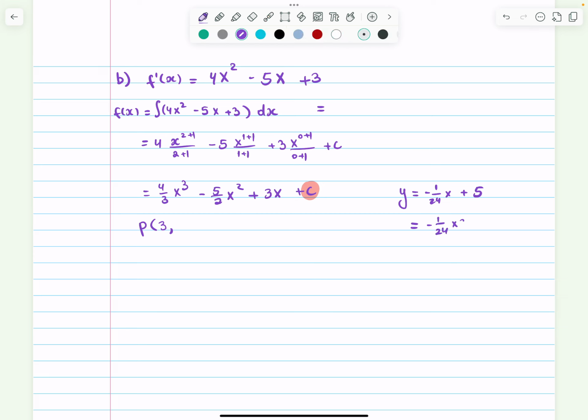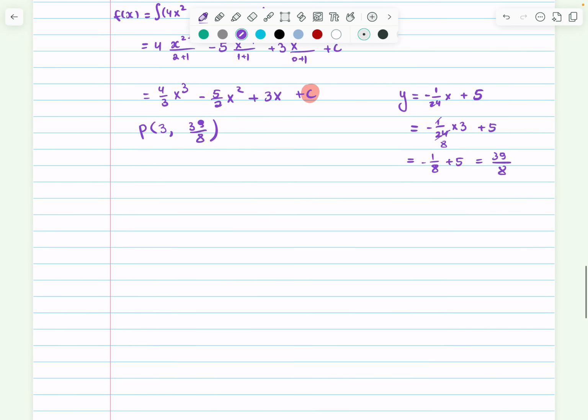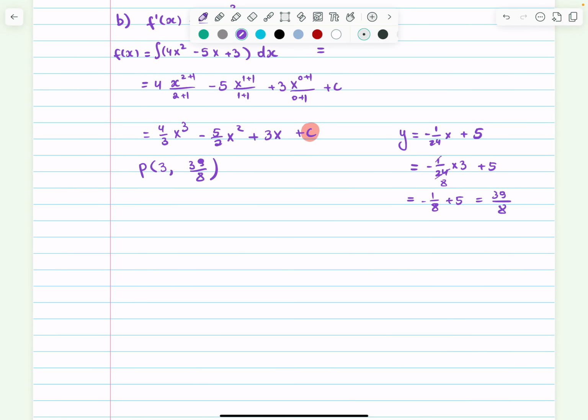So let me find this one first. That's going to be 8 over here, negative 1 divided by 8 plus 5. Let's just use a calculator for this: 5 minus 1 divided by 8 is 39 divided by 8. So that's the output. All I have to do is use this point with 3 and the y coordinate, find the value of c, and then put the c back there. That will be my complete equation for f of x.